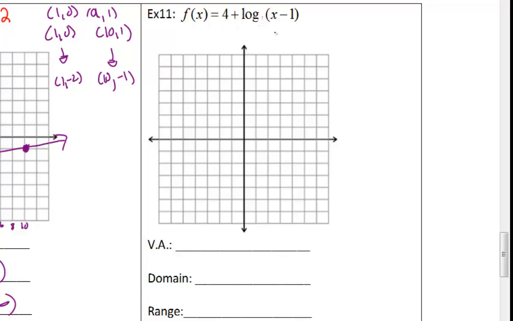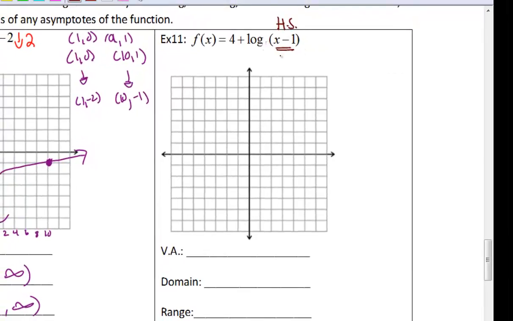So what kind of shifts do I have? Well, this is in parentheses with your x, so this one's your horizontal shift. Horizontal shift, this one tells us I go right 1. Then there's this number out in front, 4 plus. Since it's 4 plus this thing, this is my vertical shift, and because 4 is positive, I need to go up 4 units. So I have 4 plus the log of x minus 1.